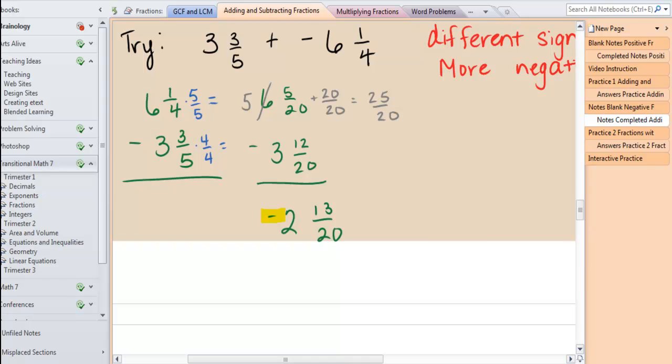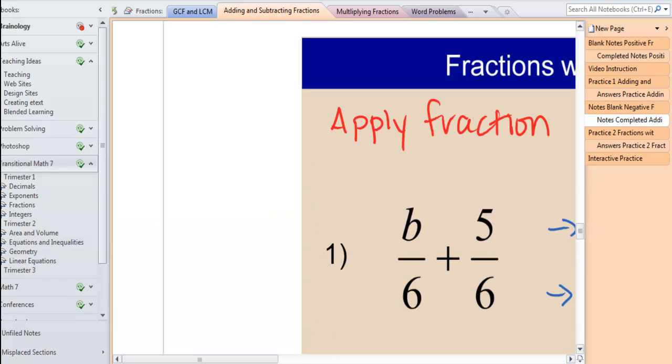Now we're going to work with addition of fractions where we have variables within the fractions. In this example, b over 6 plus 5 over 6, it looks really daunting at first, but if you keep in mind your rules for adding fractions, it's really not so bad.